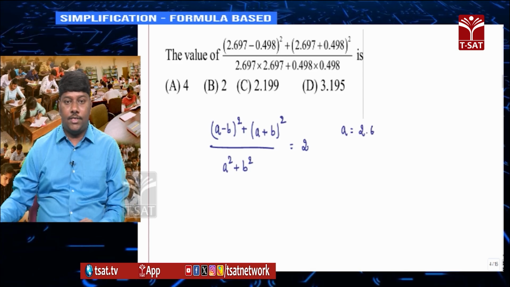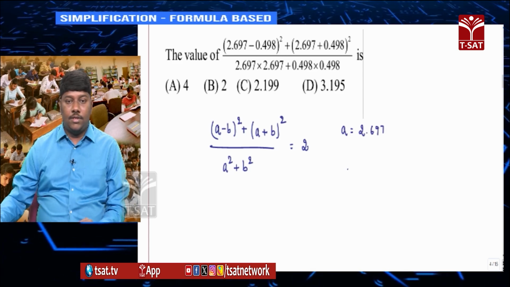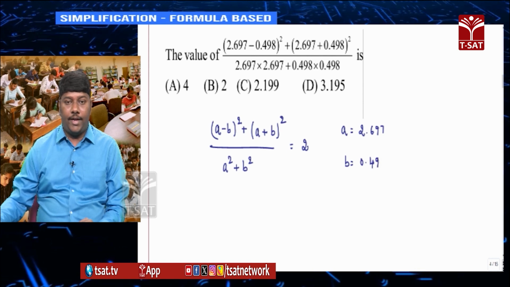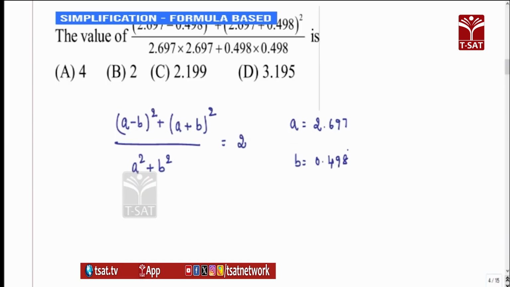2.697. Look at the decimals they have given. 498. If you do it by using a calculation, it takes a lot of time. So the idea is to apply this formula: (a minus b) whole square plus (a plus b) whole square, or else it can also ask you (a plus b) whole square plus (a minus b) whole square.